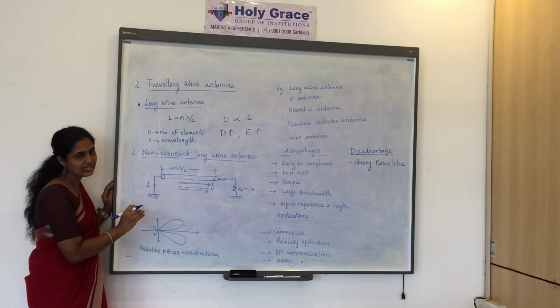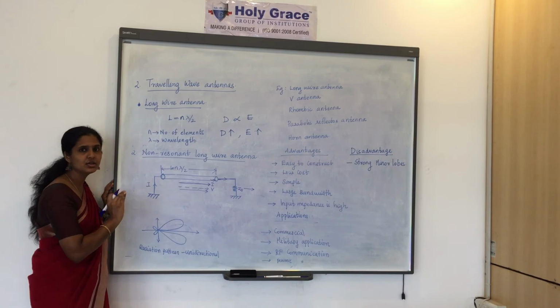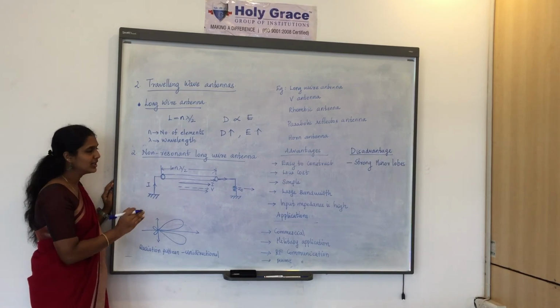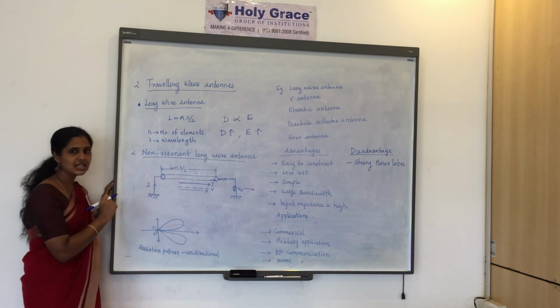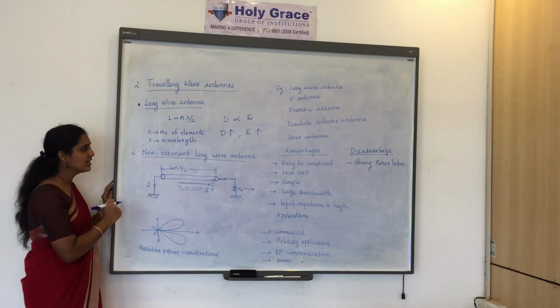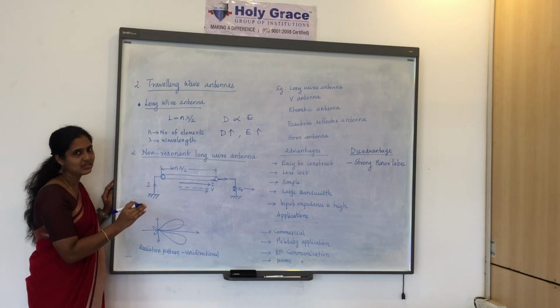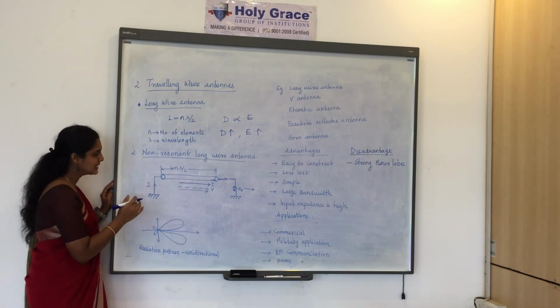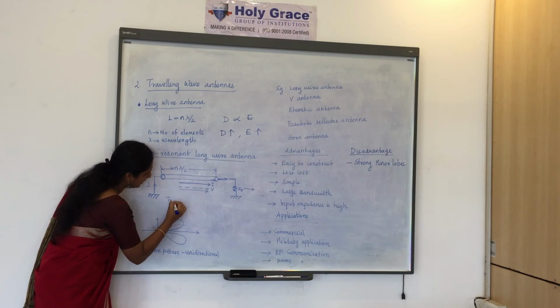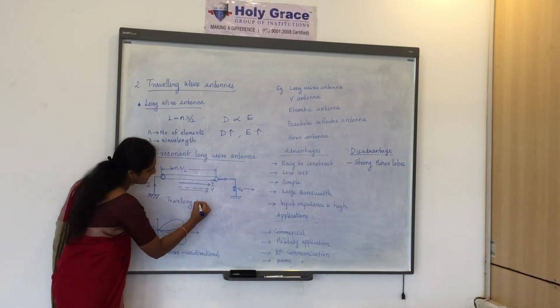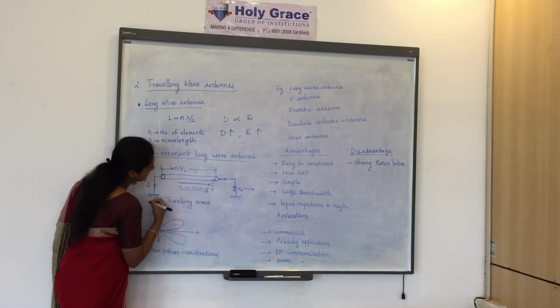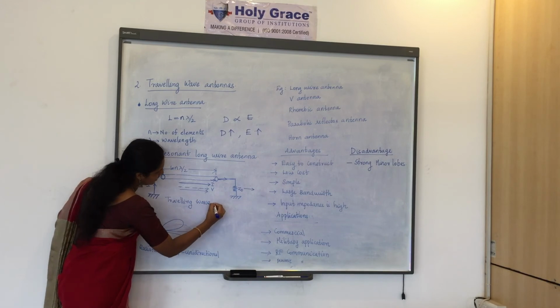So there is no reflection. Due to that, there is no standing wave here. Due to reflection, standing waves are formed, but in the non-resonant antenna, no standing waves exist. That is why it is known as a traveling wave antenna. The resonant antenna is known as a standing wave antenna, and the non-resonant long wire antenna is known as a traveling wave antenna.